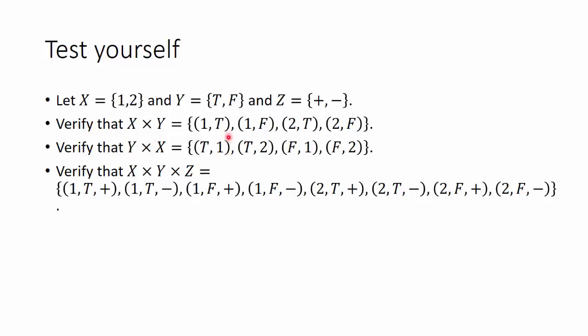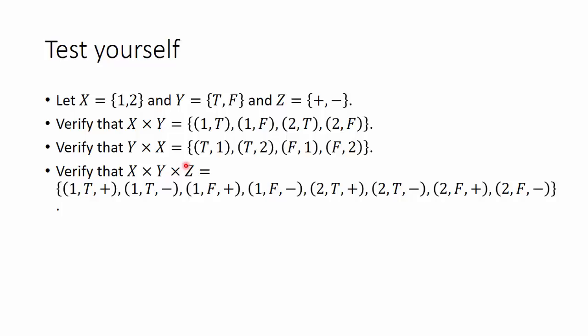And the second part of the ordered pair comes from the set X. 1 comes from X, 2 comes from X, 1 comes from X, 2 comes from X. So that's because the second part of the product is the set X. We can also look at a product of 3 sets, X times Y times Z.